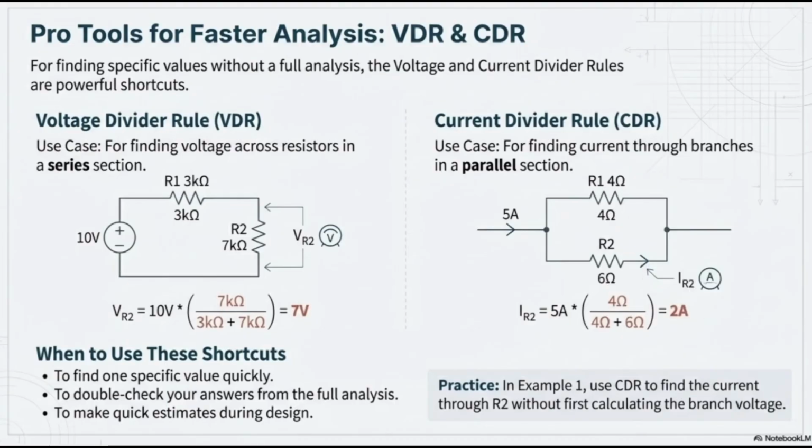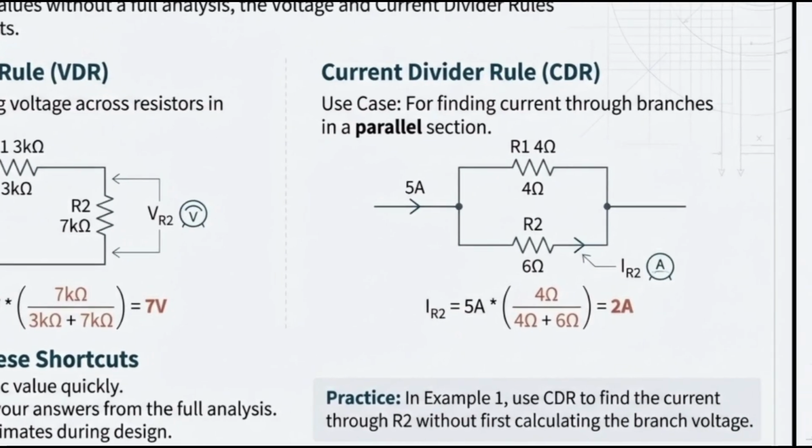So what was the current divider? Well, current divider says that if you would like to find the current through the branch that you like, your IR2 is going to be 5 amp times the resistor that you don't like, which is 4, divided by the addition of them, and you have 2 amps. You can do the same thing over here as well.